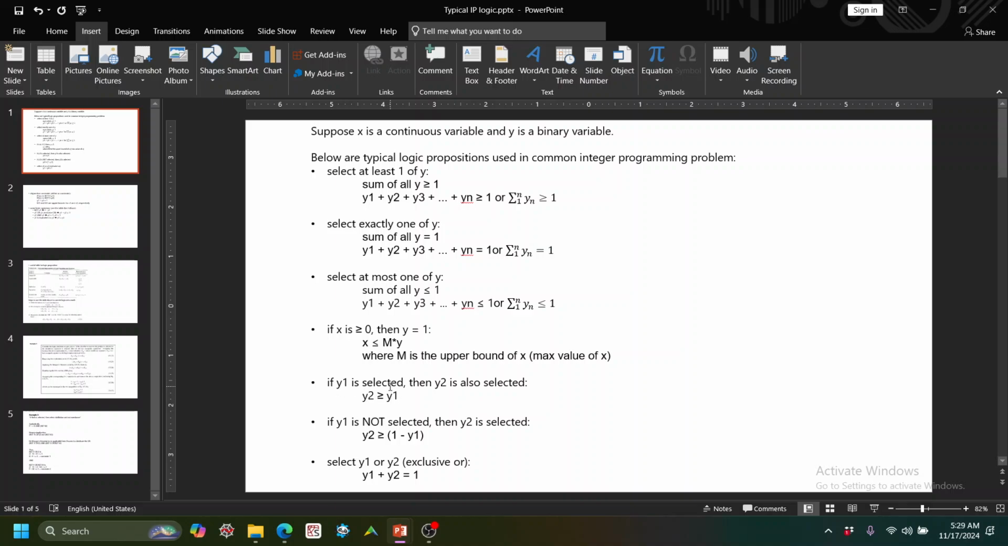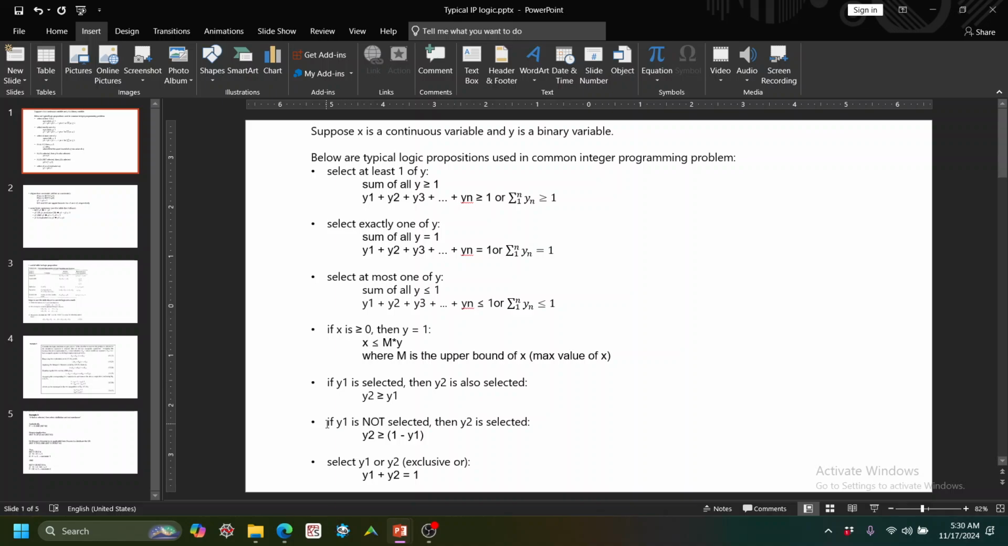The other one is if y1 is selected, then y2 is also selected. That means y2 is larger than or equal to y1, because if y1 is 1, then y2 has to be 1. But if y1 is 0, y2 can be either 0 or 1.